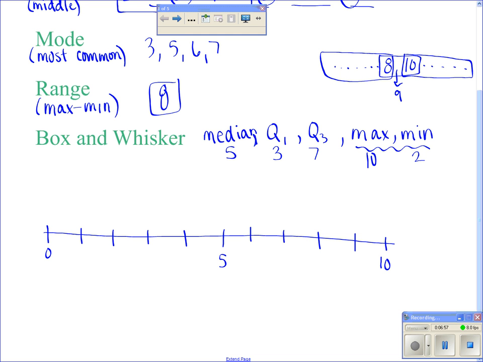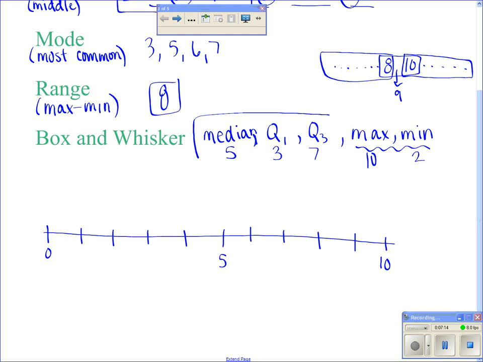Try to space them out as evenly as possible. Do your best. Number line first is very important so that everything is spaced evenly. Otherwise, your box and whisker plot means nothing if you're not basing it off of a good number line. So we need to plot everything.